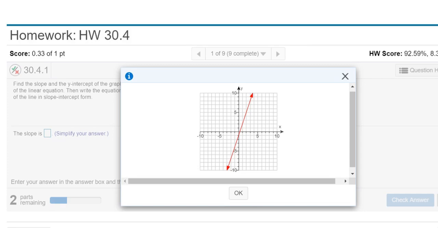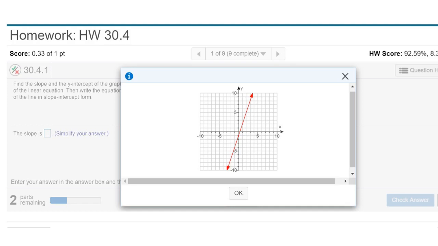All right, here's a good question where you're asked to find the slope and the y-intercept. And sometimes it's hard seeing exactly where those are. I think in my labs, you can increase the size of that box. So if you see a plus sign, you can increase the size of the box. I think you'll be able to get it from here.